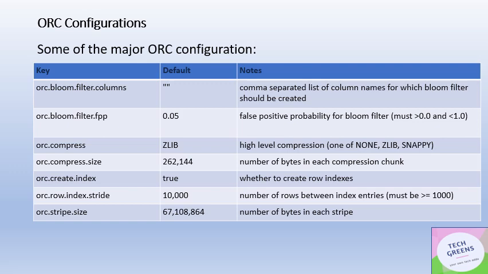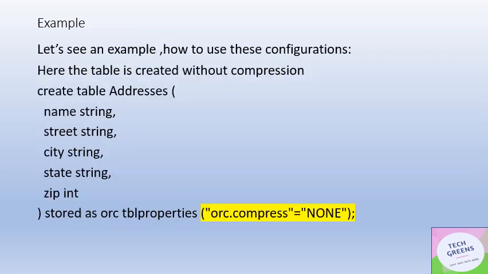If you use Snappy, it will be compressed using the Snappy algorithm. For example, if you're trying to create a table in the Hive system, and we want data to be stored as ORC with no compression, this is how we can do it. We can use the table properties attribute and use the configuration parameter orc.compress and pass the value as none.